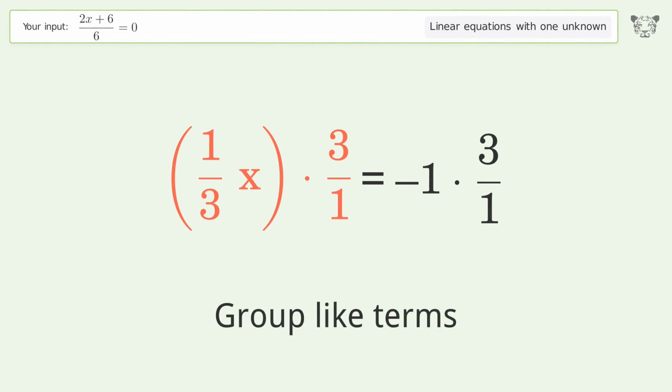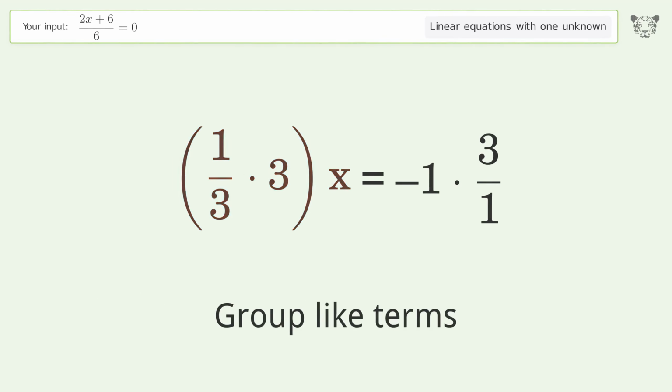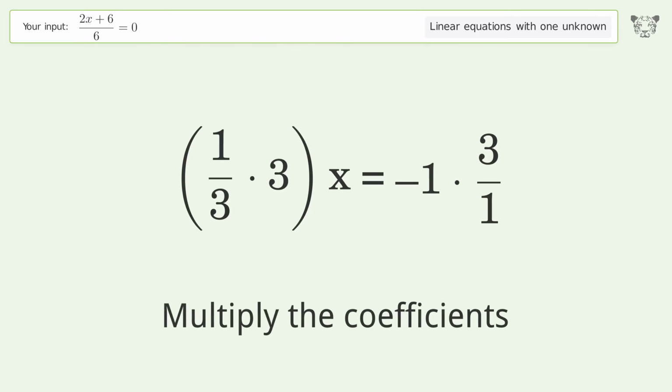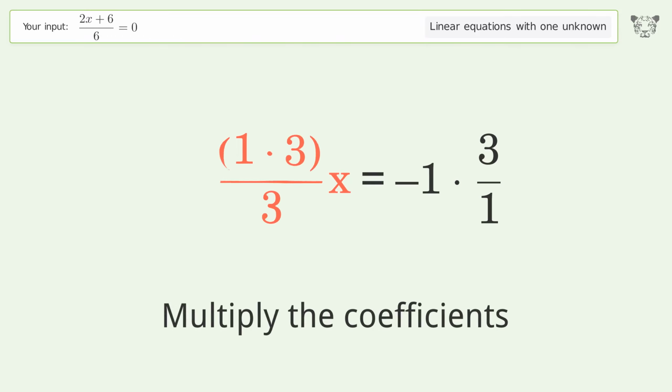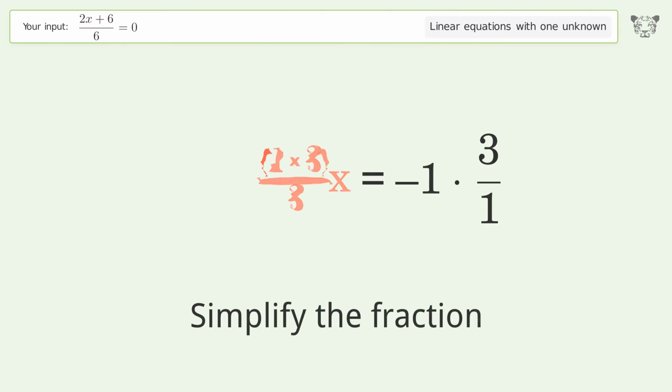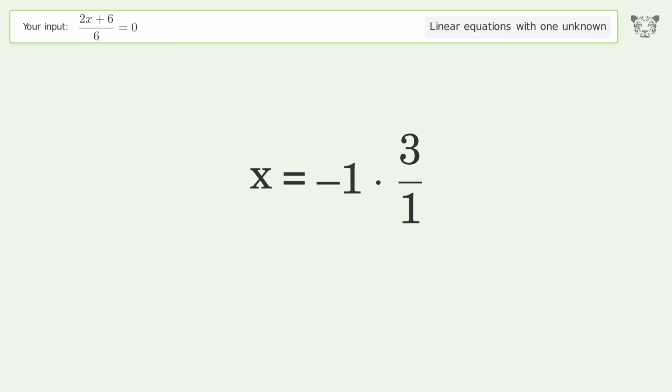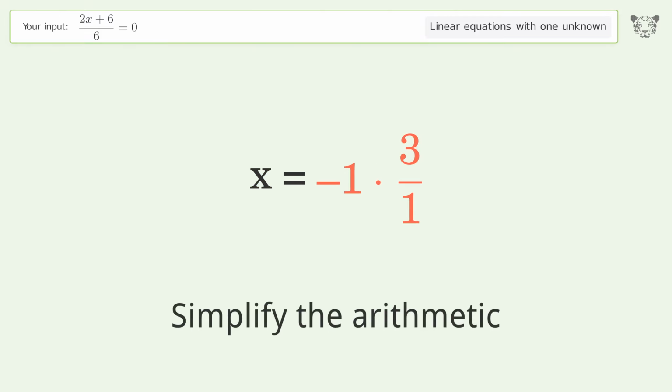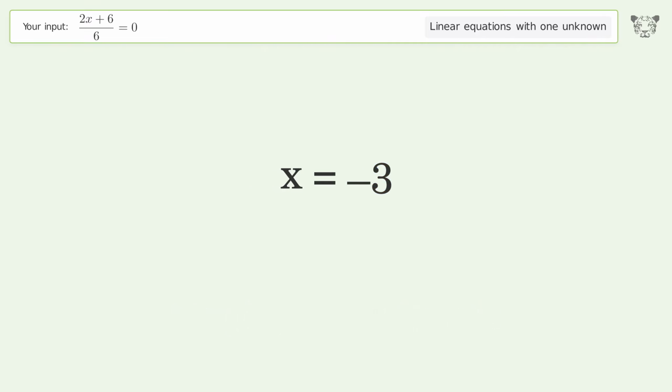Group like terms. Multiply the coefficients. Simplify the fraction. Simplify the arithmetic. And so the final result is x equals -3.